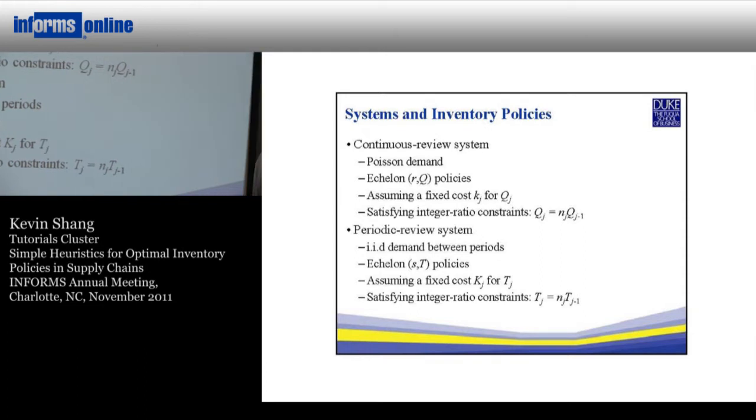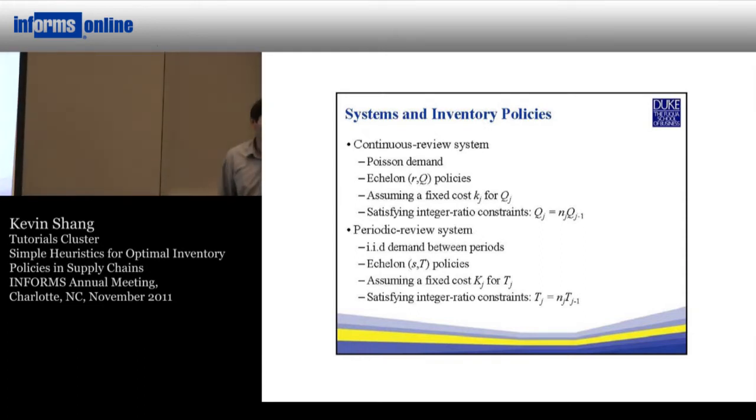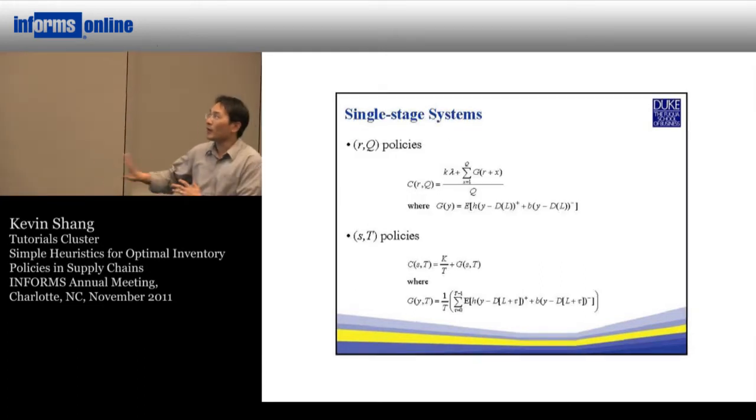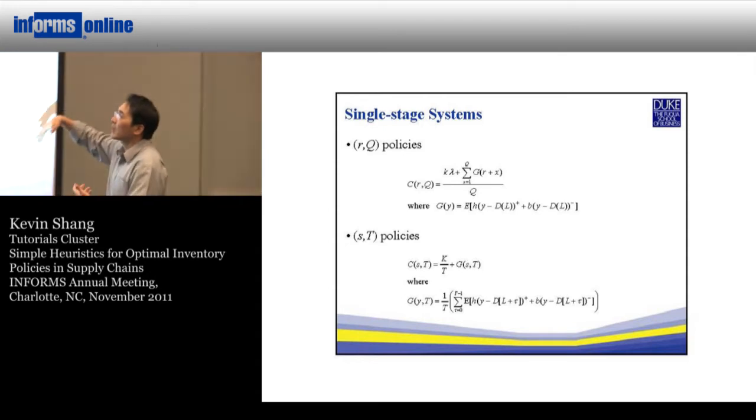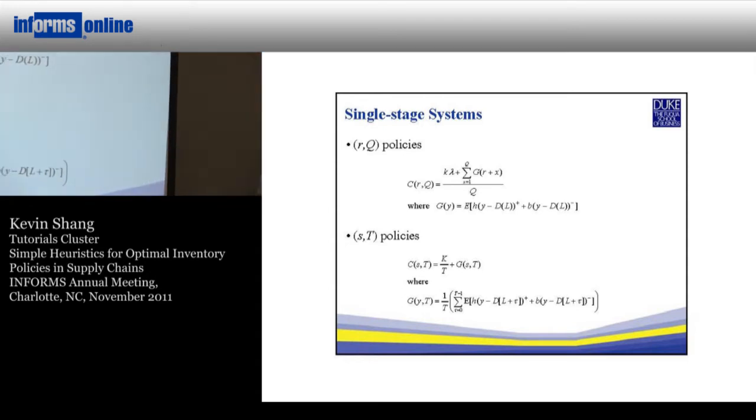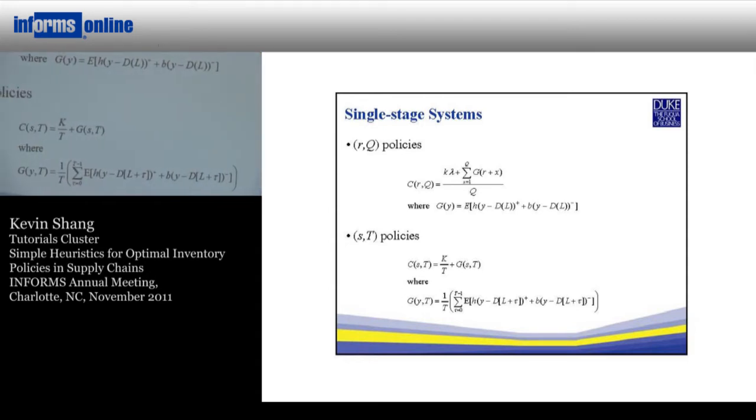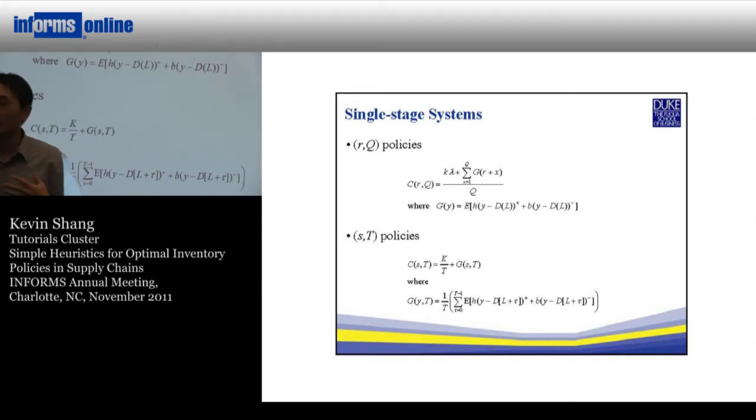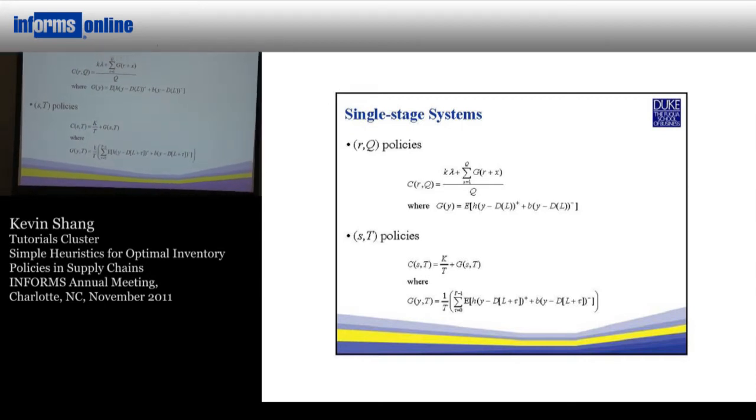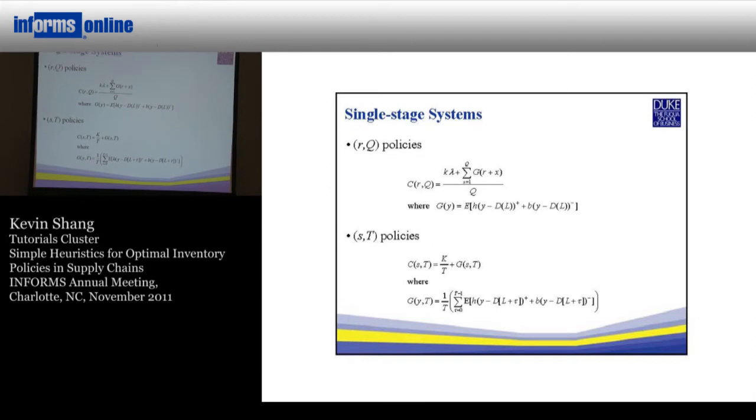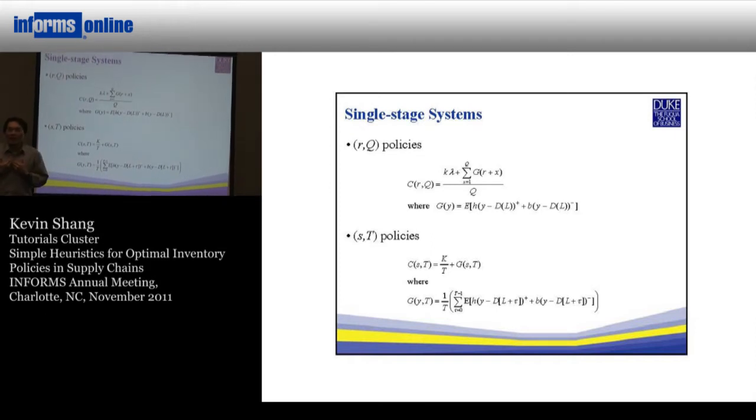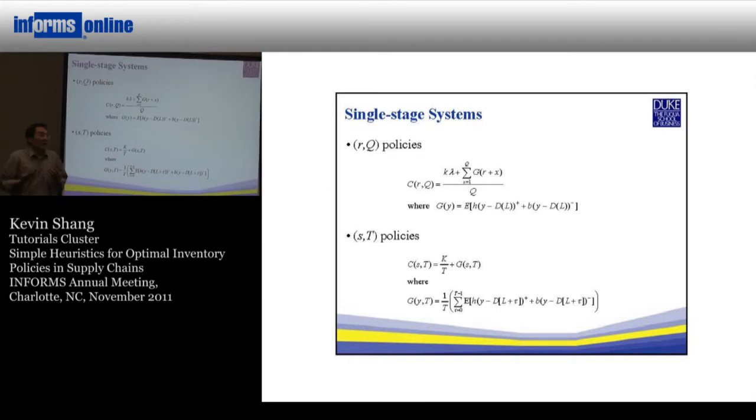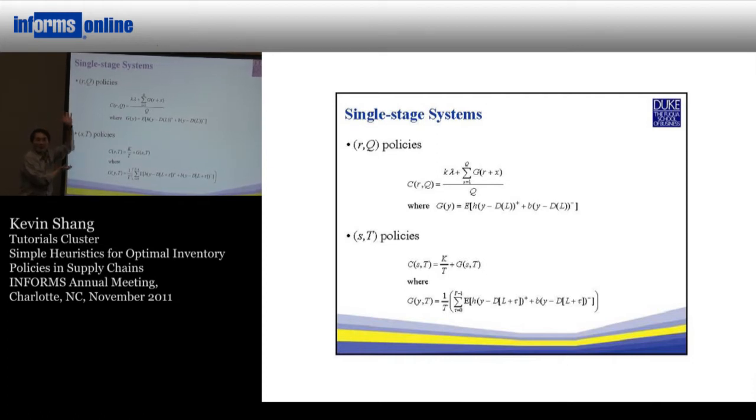So I'm going to start with the continuous review system. By the way, before I move to the result, here is a quick overview. If you recall, my goal is to try to come up with some simple solutions to the existing multi-echelon system. In my mind, if you ask me what I mean by simple, these two problems are simple in the sense that they are single stage problems.